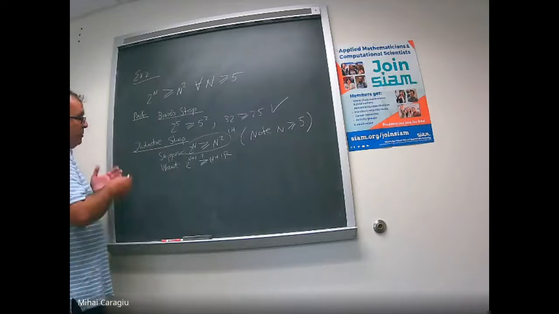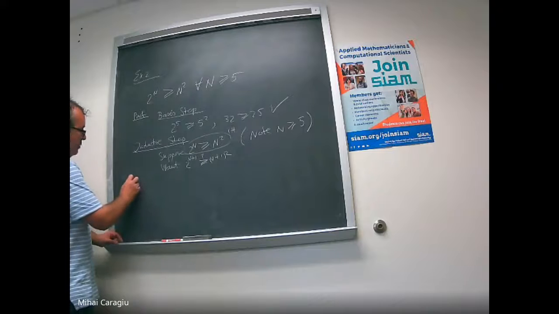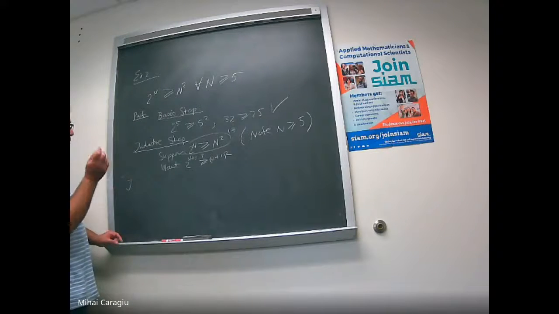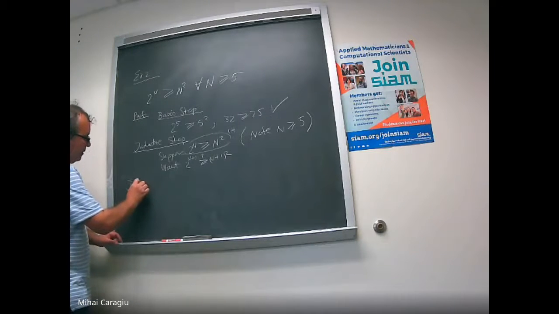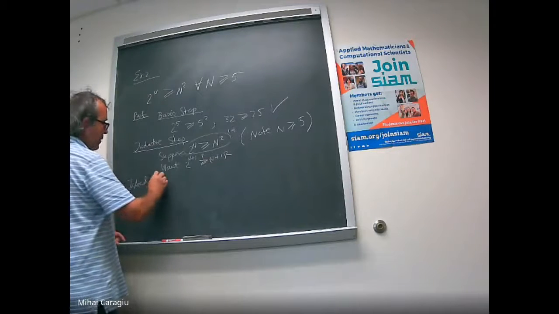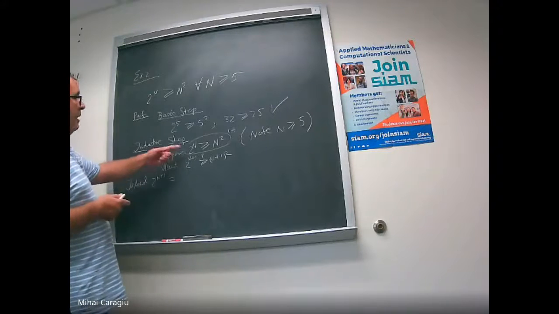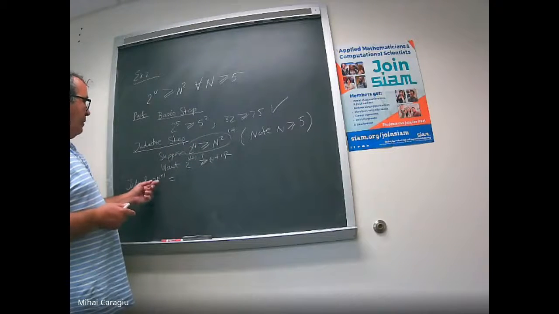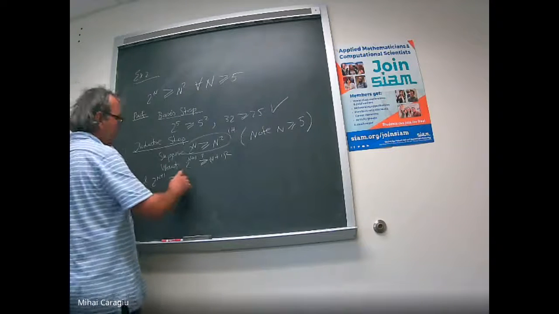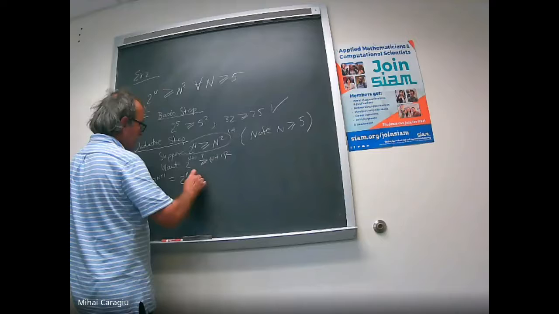Okay, so how to do it here? Typically in the approach, with 2 to the power n plus 1, we want to connect with the inductive hypothesis. So the best way to connect at this moment is to write 2 to the power n plus 1 as 2 to the power n times 2.